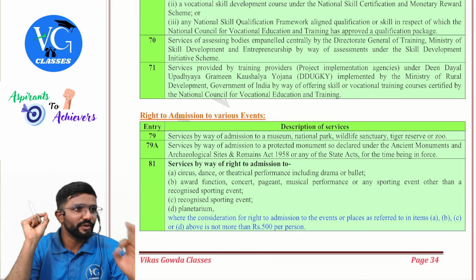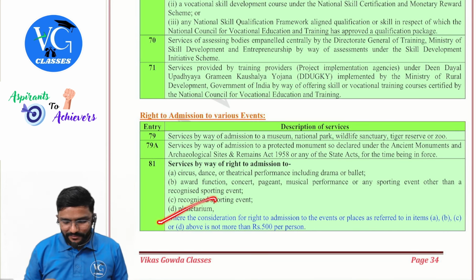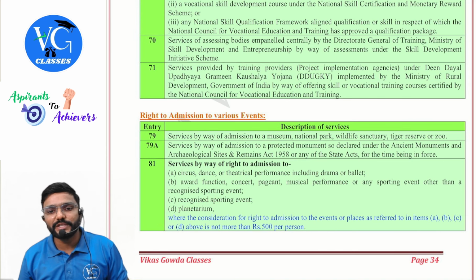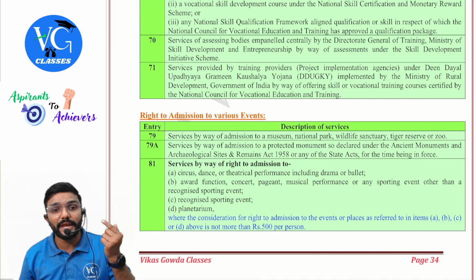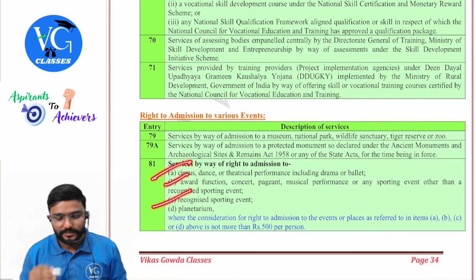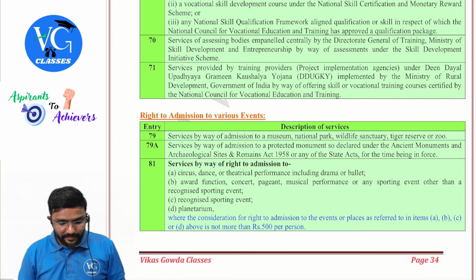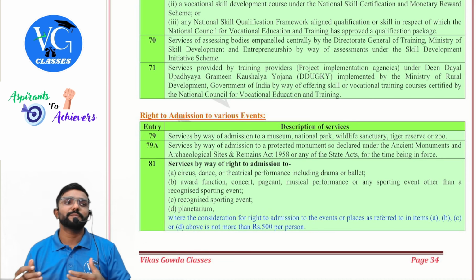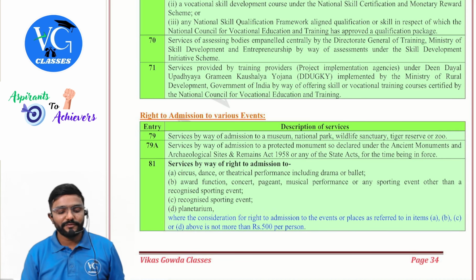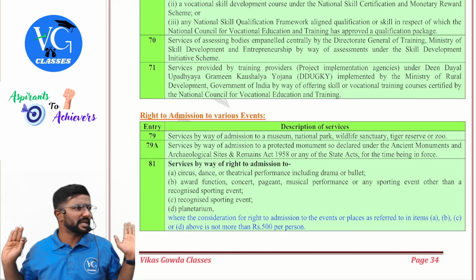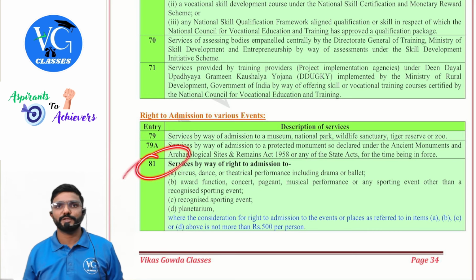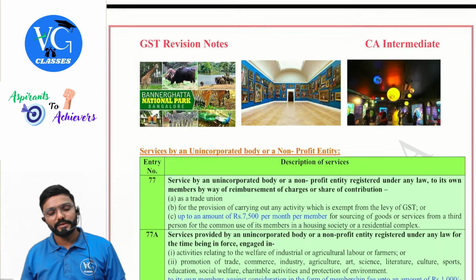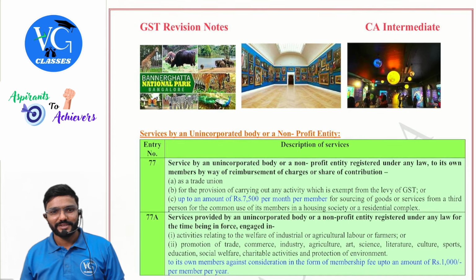Is it always exempt? No. Where the consideration for the right to admission to the events or place as referred to in items A, B, C, or D above is not more than 5N per person, less than or equal to 5N. See, for 79A there is no monetary limit. Only for 81 items A, B, C, D. Okay, I have also given the image.